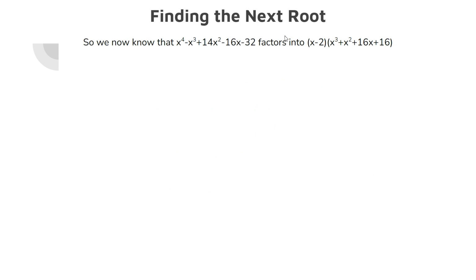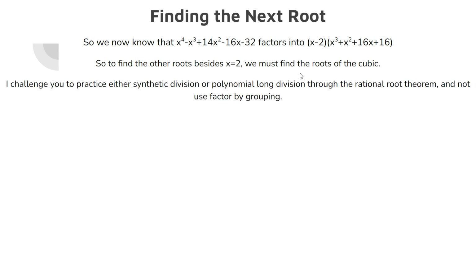To find the next root, because we know this factors into x minus 2 times x cubed plus x squared plus 16x plus 6, we find the other roots besides x equals 2, we must find the roots of the cubic. I challenge you, use synthetic division or polynomial long division, your choice, up to you, through the rational root theorem, not factor by grouping. I know you can, please don't.